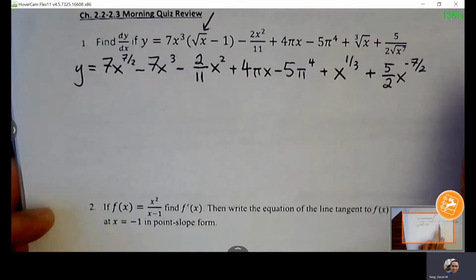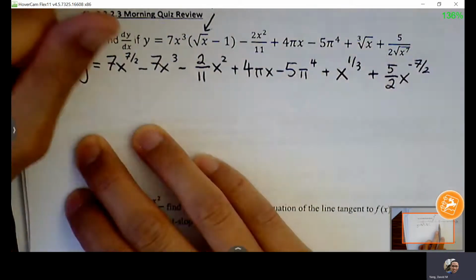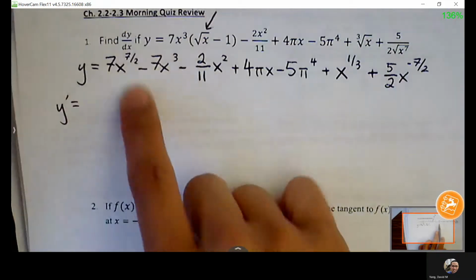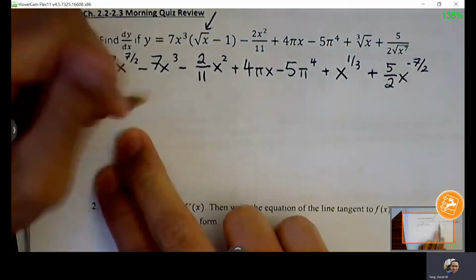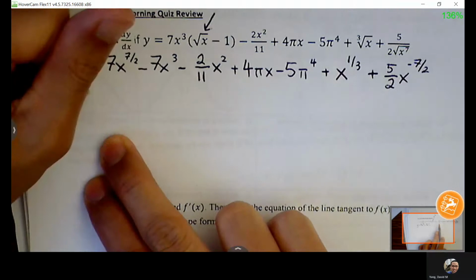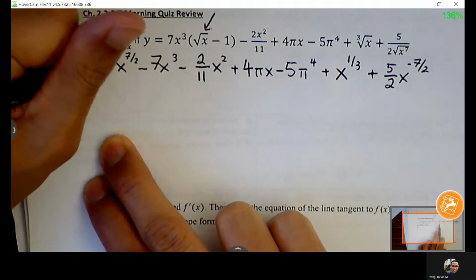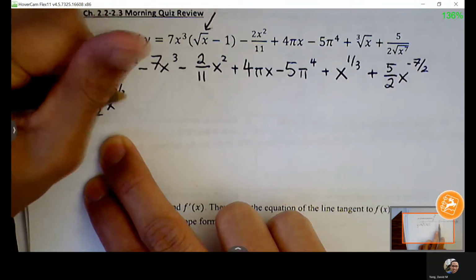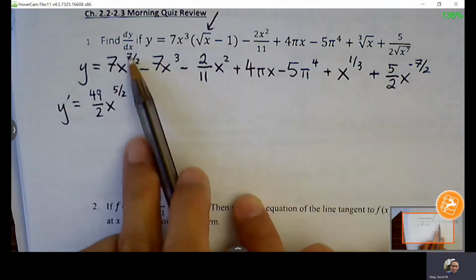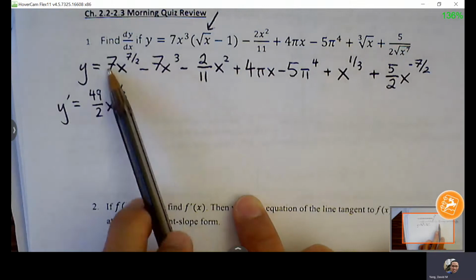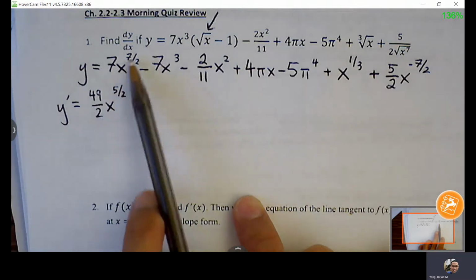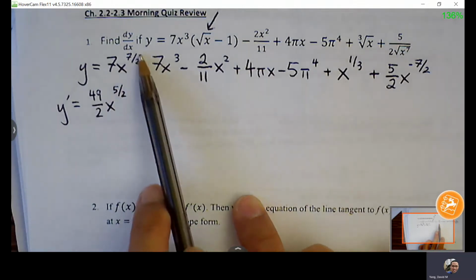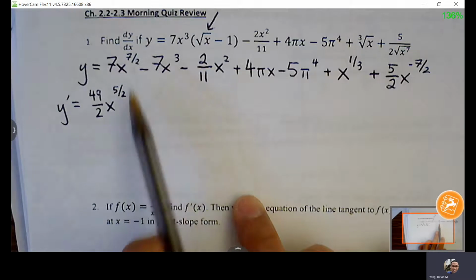All right, so now we're ready for power rule. Bring down the exponent, subtract 1 from the exponent. All right, we're subtracting 1 from the exponent. I bring down the 7/2. 7/2 times 7 is 49/2. 7/2 minus 2/2, or 7/2 minus 1, is 5/2.